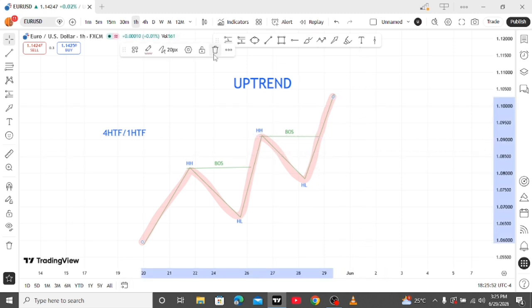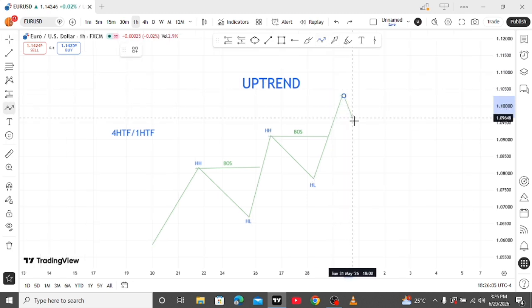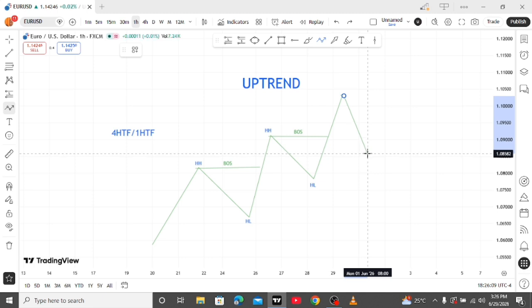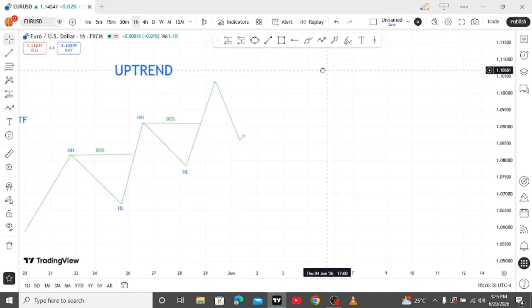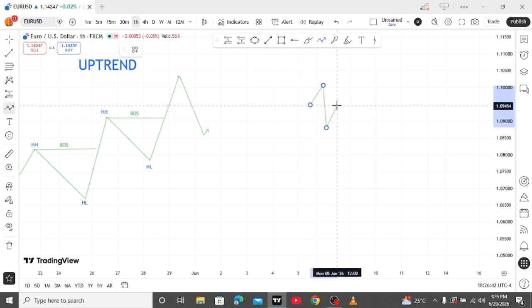So at this point, what do we wait for? We wait for the market to come down, giving us a higher low. So when the market is at this point, around this area, what do we do? This is where we go over to the smaller time frame. Take a look at this.